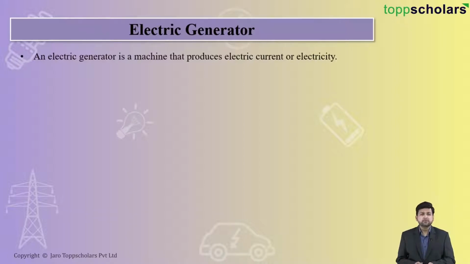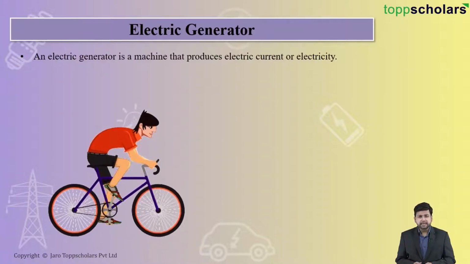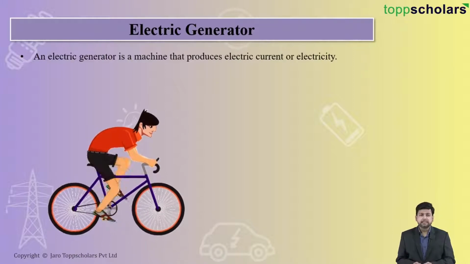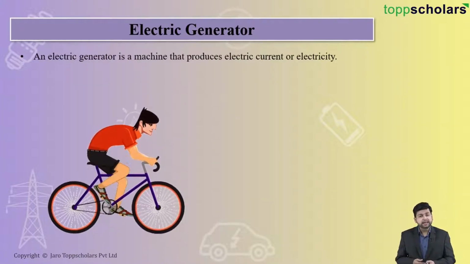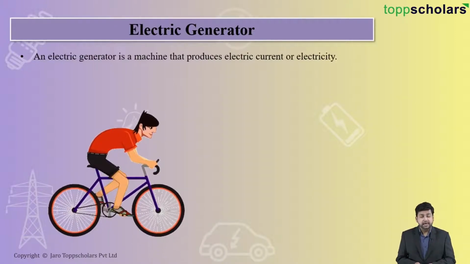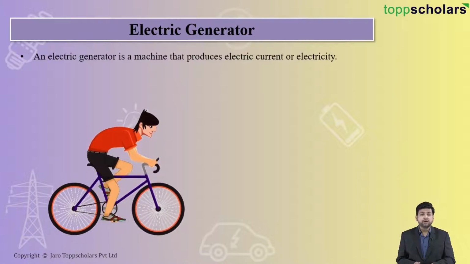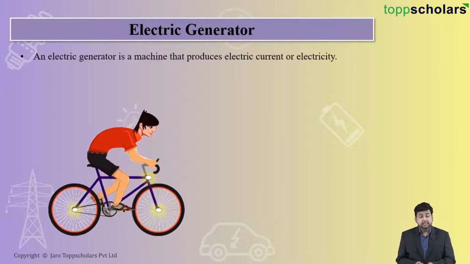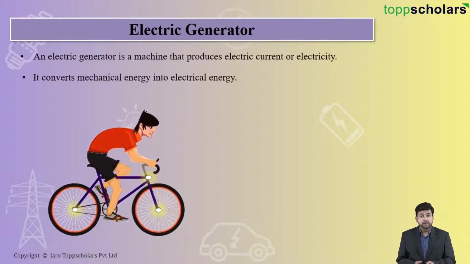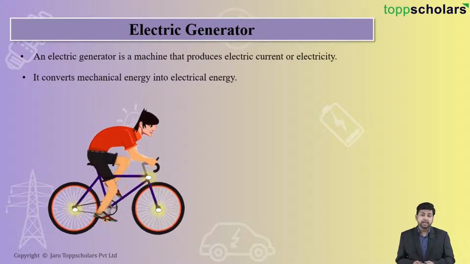For example, imagine a rider who is riding a bicycle. Can you see here? He is using his mechanical energy. But do you know that this mechanical energy can be converted into electrical energy at these 3 points? So here you can say there is a transformation of energy from mechanical to electrical.